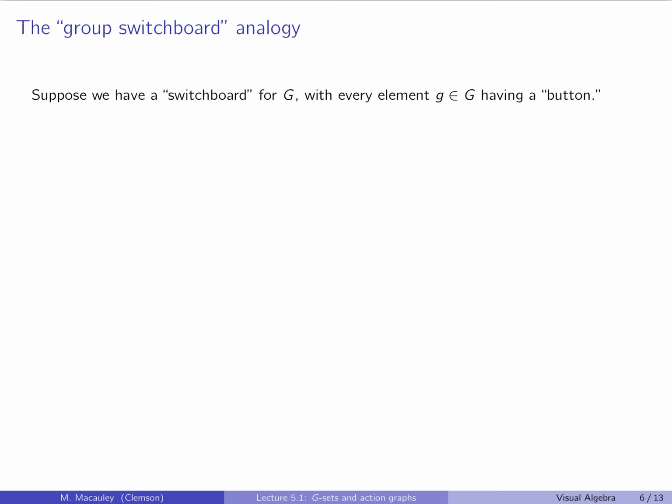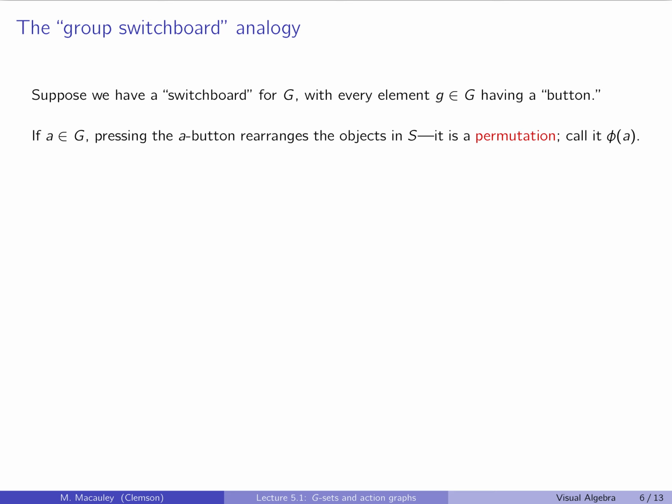Even sometimes in research, when I think about a group action or read a paper, I think about pressing buttons. So suppose we have a group switchboard for G, like I showed you on the previous page, where every element, little g, has a button. If A is an element in G, then pressing the A button rearranges the objects in S. It's a permutation. Let's call it phi of A.